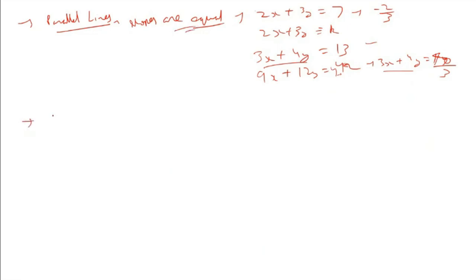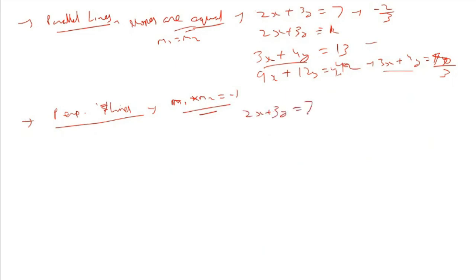Cool. Now for perpendicular lines, the slopes multiply up to -1. Right. So here basically M1 was equal to M2. Here M1 into M2 will be equal to -1. So product of the slopes equals -1. Right. So if we take the same line here, 2x plus 3y equal to 7. Right. What is the slope of this line? -2/3.